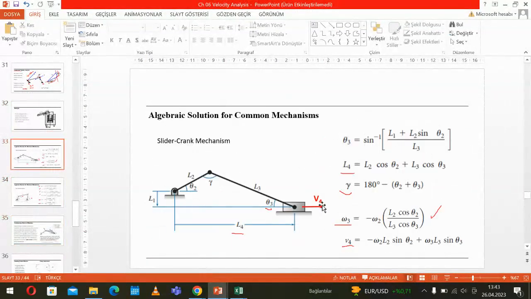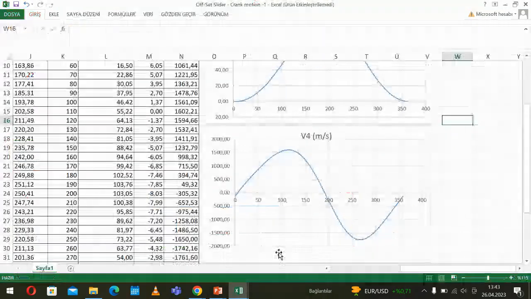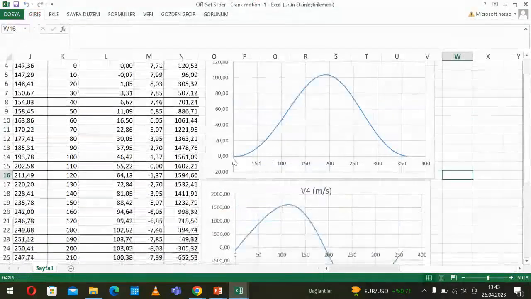So this is the velocity V4. This is L4, I mean, this is the changing stroke, considering the rotation angle of the crank and the velocity. Position and velocity are calculated. You see here the position changing stroke and the velocity, and it's very interesting to check here.